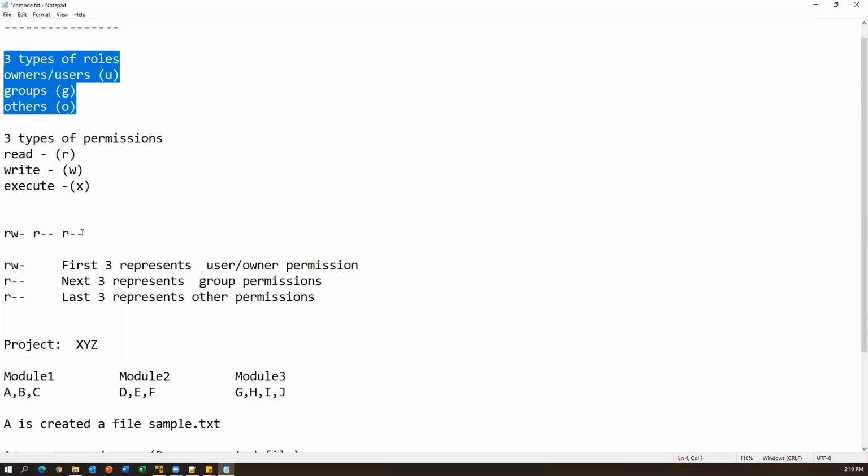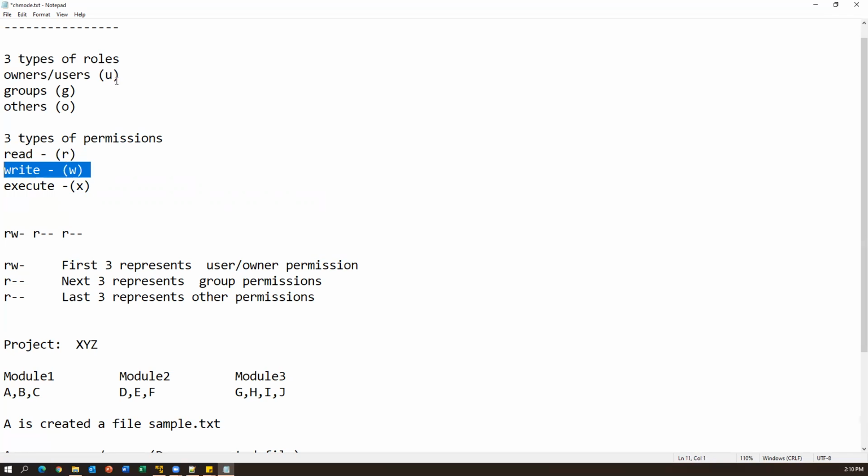And every role contains certain privileges. Let's say user or owner can have read permission, write permission, and execute permission. Similarly, group can have read, write, and execute permission. Similarly, others can have read permission, write permission, and execute permission. This is a combination of roles and permissions we can use along with the chmod command.